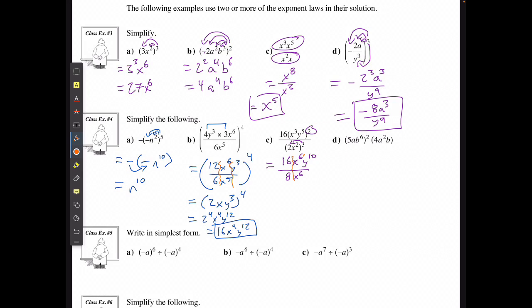Simplify the coefficients, simplify the x's, and simplify the y's. Well, 16 divided by 8 is 2. X to the 6 and x to the 6 actually fully cancel each other out. And then I just have y to the 10.